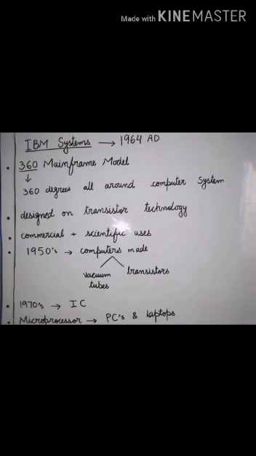In the 1950s, computers were made using vacuum tubes and transistors. In the 1970s, integrated circuits were used. Later, with the development of the microprocessor, personal computers and laptops were developed.